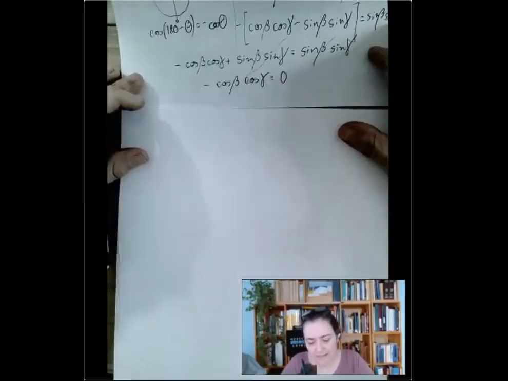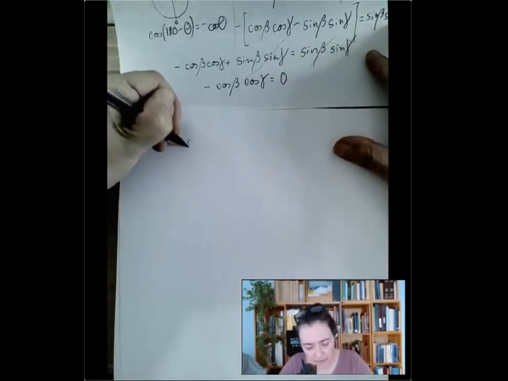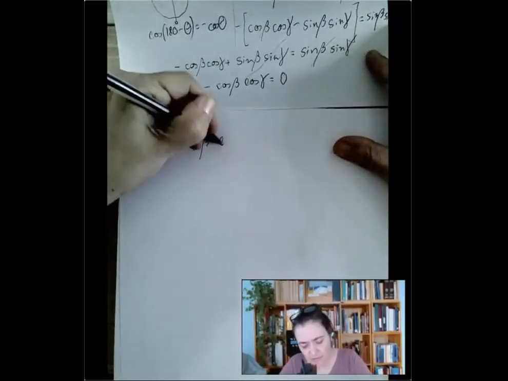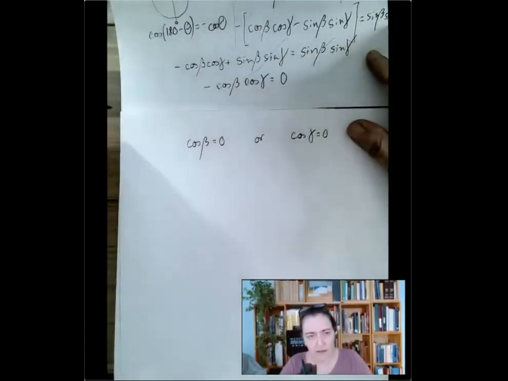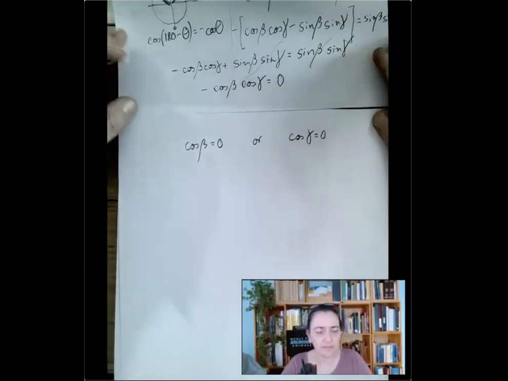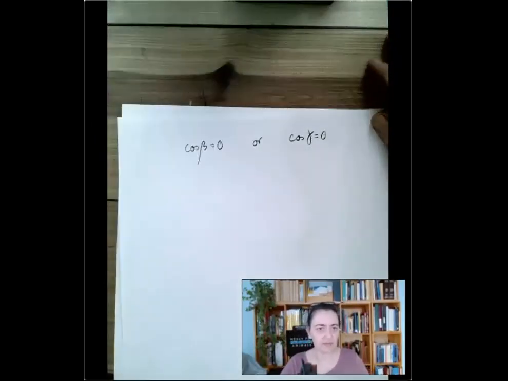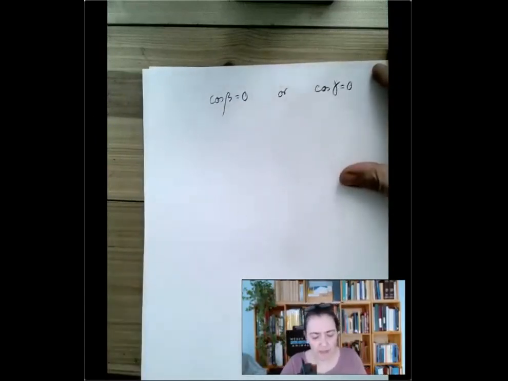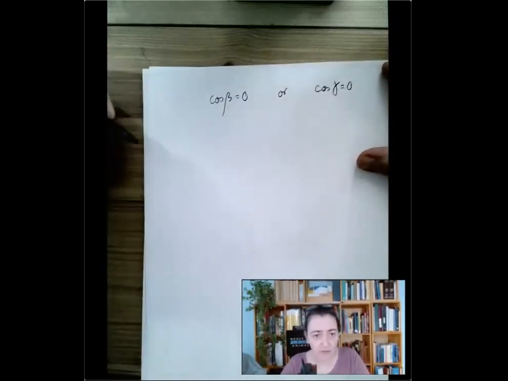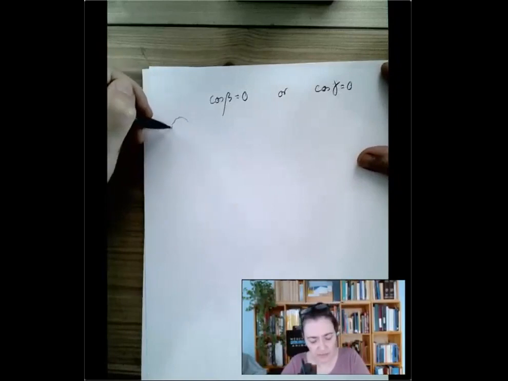equals 0. By the zero product rule, either cosine of beta equals 0 or cosine gamma equals 0. Now, we will conclude that means either beta is 90 degrees or gamma is 90 degrees, but we should be a little bit more careful, because there are lots of other angles that have a cosine of 0. So let's just see.